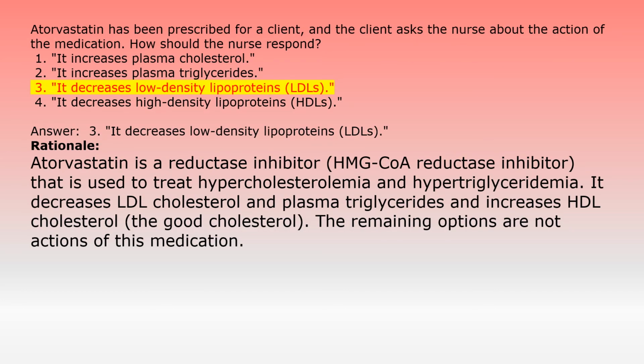Answer. 3. It decreases low-density lipoproteins, LDLs. Rationale. Atorvastatin is an HMG-CoA reductase inhibitor that is used to treat hypercholesterolemia and hypertriglyceridemia. It decreases LDL cholesterol and plasma triglycerides and increases HDL cholesterol, the good cholesterol. The remaining options are not actions of this medication.